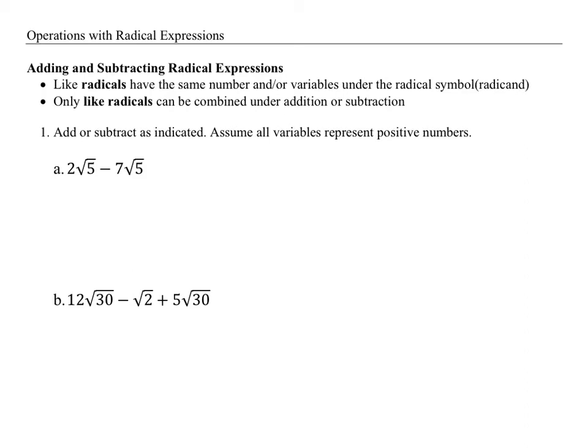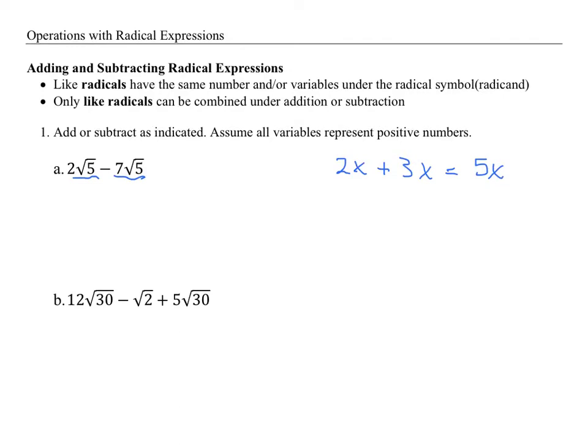Now we're going to do operations with radical expressions. Adding and subtracting radical expressions. What you can do is, if the radicals are alike, you can add or subtract the coefficients in front of the radicals, but you always keep the number inside the radical the same. It's similar to adding like 2x plus 3x would be 5x. I would never change the variable in the problem.